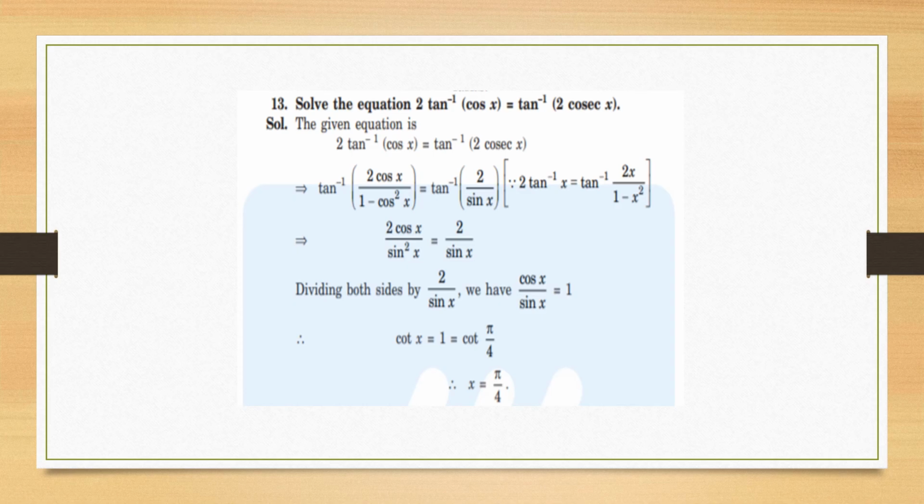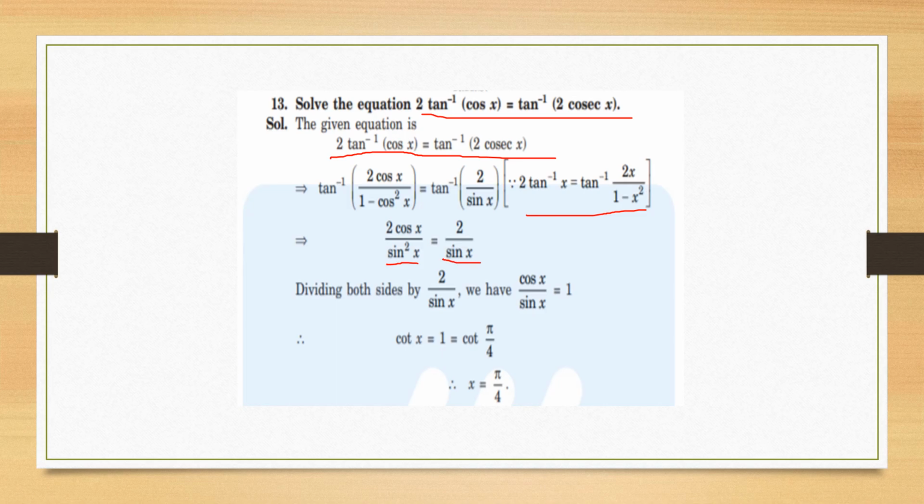Solve the equation 2 tan⁻¹(cos x) = tan⁻¹(2 cosec x). Now the given equation is 2 tan⁻¹(cos x) = tan⁻¹(2 cosec x), right? So the formula for 2 tan⁻¹x is tan⁻¹(2x/(1 − x²)). So I'll use it on this side. It becomes tan⁻¹(2 cos x/(1 − cos²x)), as in place of x we have cos x, equal to tan⁻¹(2/sin x), as cosecant is 1 upon sin x, right? So tan⁻¹ on both sides gets adjusted. So I get 2 cos x/sin²x = 2/sin x, right?